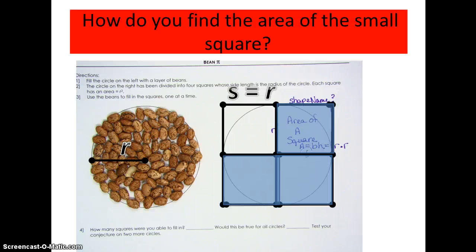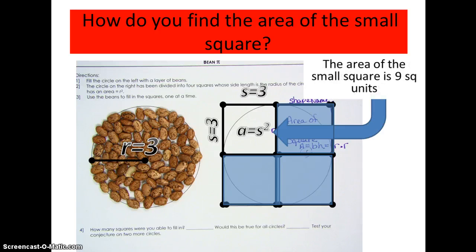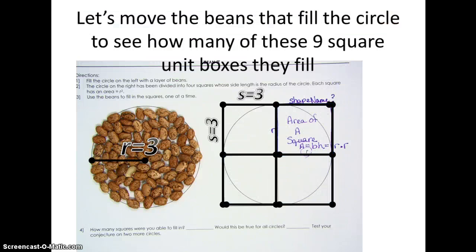So to find the area of the small square, the area of a square is s squared. So we would say that the area of the small square is made up of square units. That small square has an area of 9 square units. So let's move the beans that fill the circle, the beans on the left, and see how many of these 9 square units we can take up in the big box.